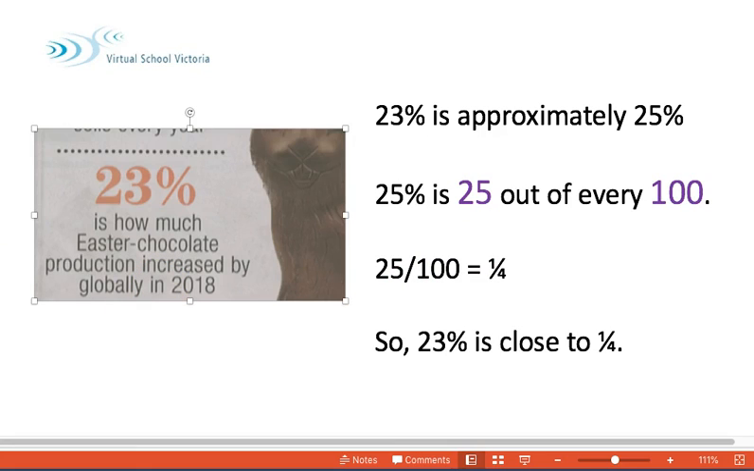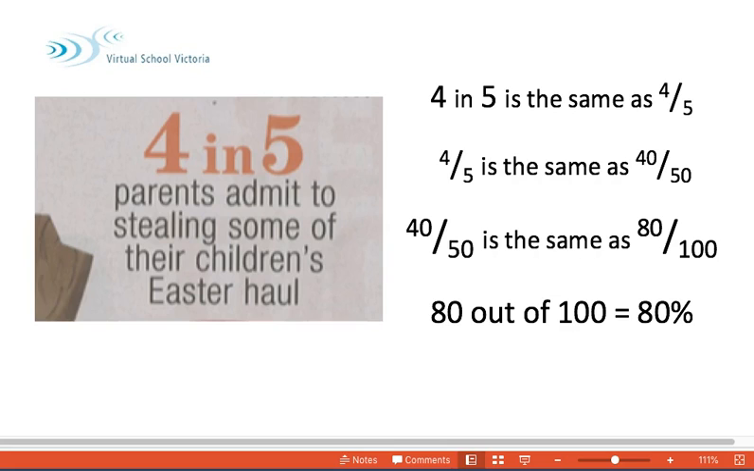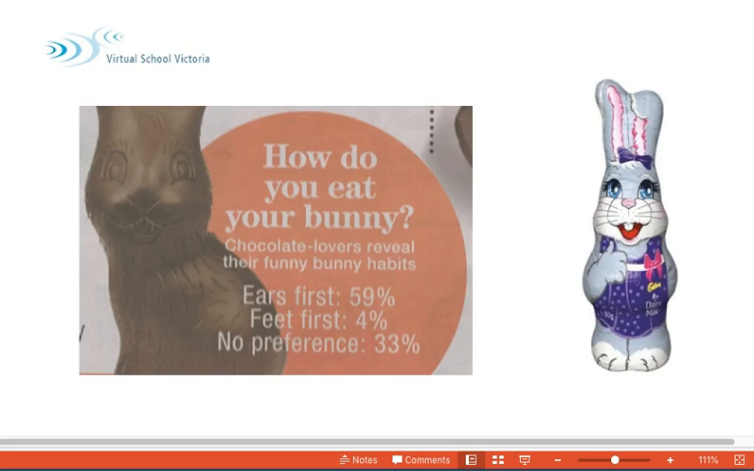Now the students in the class today had some really good strategies for doing that, and it was very good. Now here, 4 in 5 is another mathematical term. Well, 4 in 5 is the same as 4/5. If we multiply the numerator by 10 and the denominator by 10, we get 40/50ths. If we double 40/50ths, we get 80/100ths. So 80 out of every 100 is 80%. So 80% is a lot. So those are some connected ideas.